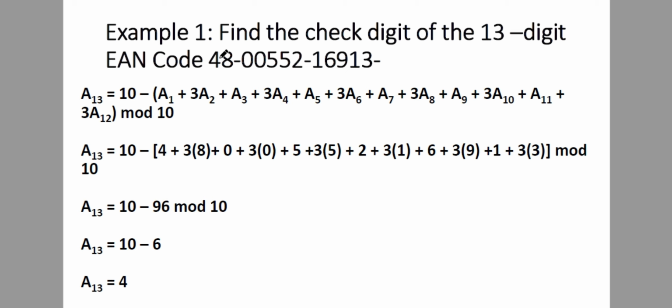Find the check digit of this 13-digit EAN code. So using this formula, A1 is 4, so do not multiply by 3. So 4 plus 3 times 8 plus 0 plus 3 times 0 plus 5 plus 3 times 5 plus 2 plus 3 times 1 plus 6 plus 3 times 9 plus 1 plus 3 times 3. If you use your calculator, you'll get 96. So mod 10, again, we'll just write the last digit, which is 6. So 10 minus 6 is 4.